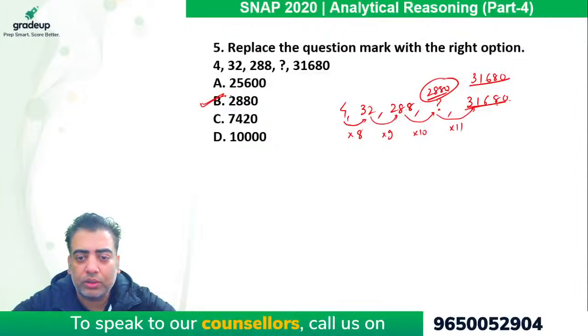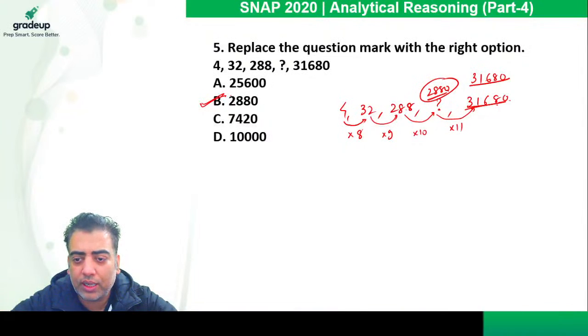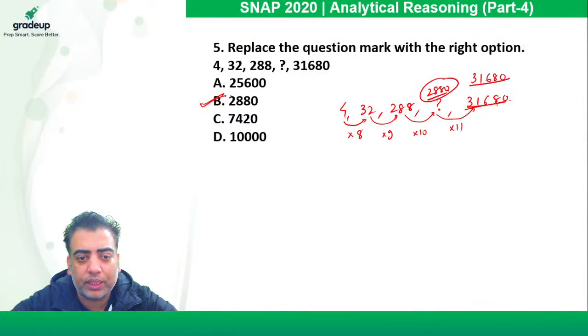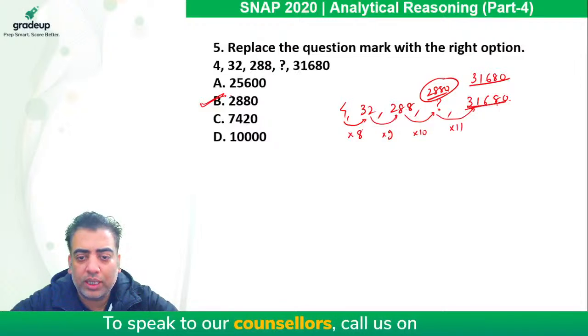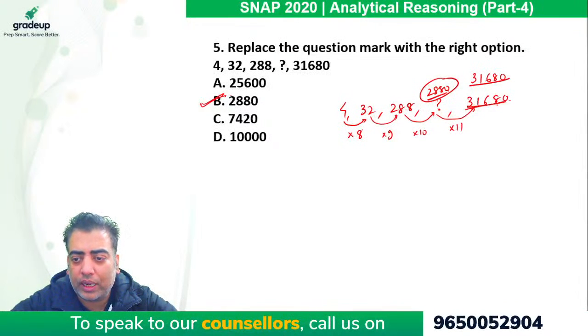So we just need to build the pattern and we need to observe it till the end. Right, Vishesh, right. We need to observe it till the end so that all the multiplying factors are taken care of. So just by multiplying by 10, we cannot justify. Right, guys, right. 2880.